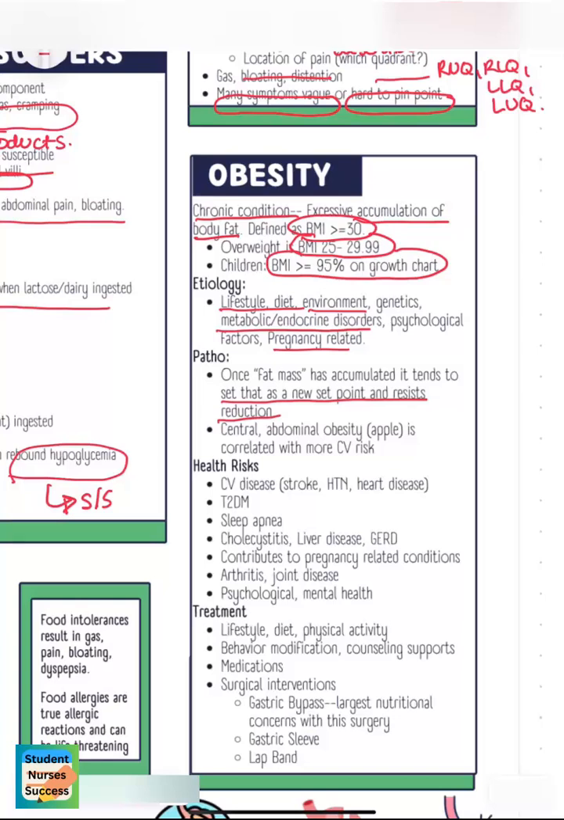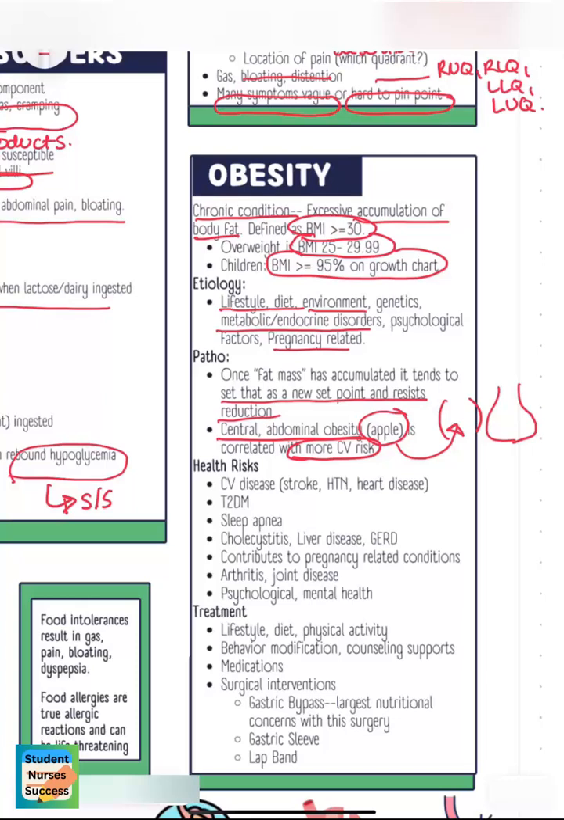We know that central or abdominal obesity is correlated with more cardiovascular risk. So we talk about the apple shape. When someone has most of their weight gain in their midsection, they're more apple shaped. If they have more of their weight gain in their hip section, they're more of a pear shape. We know this apple shape is associated with increased risk of cardiovascular disease.